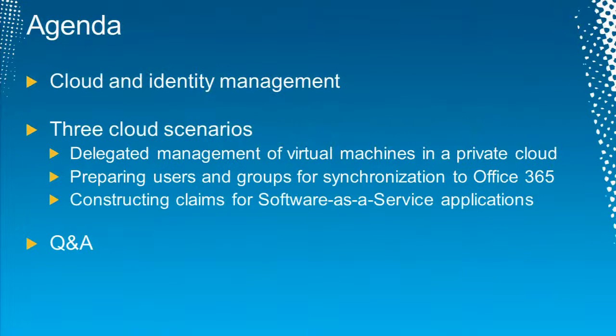So first I'm going to give a very brief introduction of Cloud Identity Management just to get all the terminology out of the way. Then primarily I'm going to be talking about three cloud scenarios. The first is management of virtual machines in a private cloud. Then I'm going to be talking about some of the techniques that could be applied using Forefront Identity Manager for getting ready for Office 365 and the Microsoft Business Productivity Online Services, and now the Office 365 variants of that. And then finally, I'm going to be talking through an example of how to use Forefront Identity Manager with Active Directory Federation Services and Active Directory to construct claims for software as a service applications.